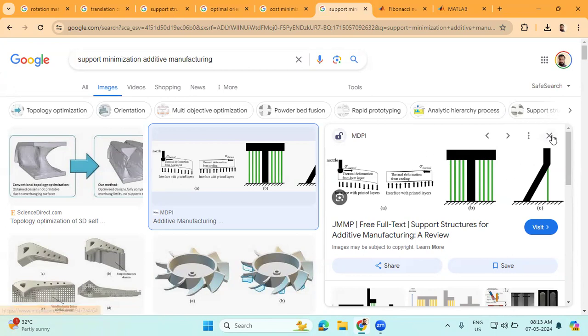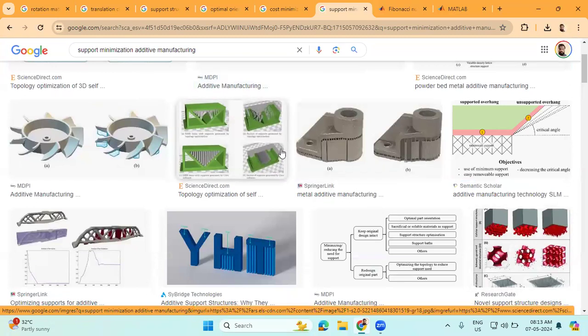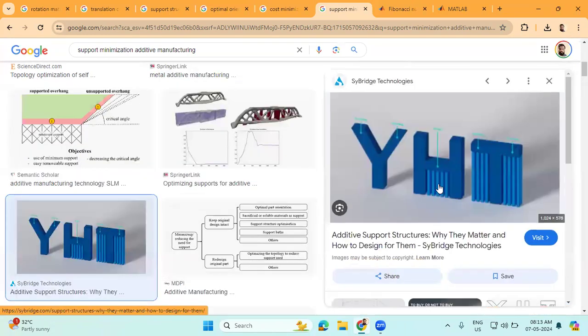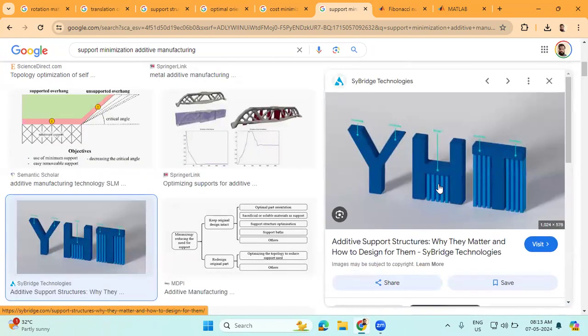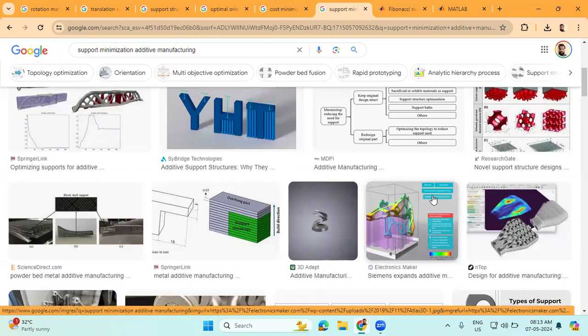The design of this support structure is critical, as it affects not only the printing quality but also material consumption and post-processing time. Poorly designed support structures can lead to defects such as surface roughness, warping, and sagging, which can negatively impact the final product's functionality and aesthetic appeal. Moreover, inefficient support structures can waste material and increase post-processing time, leading to higher cost and longer production times. Therefore, it is essential to consider the design of support structures carefully.